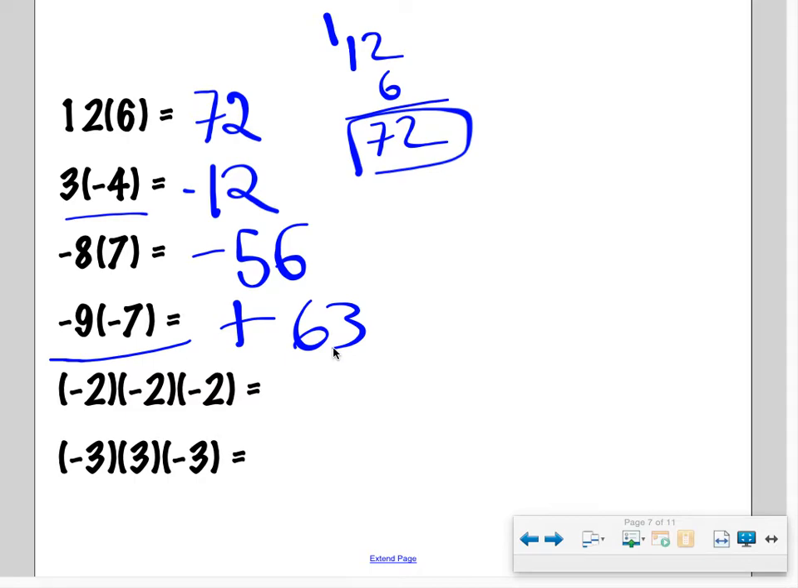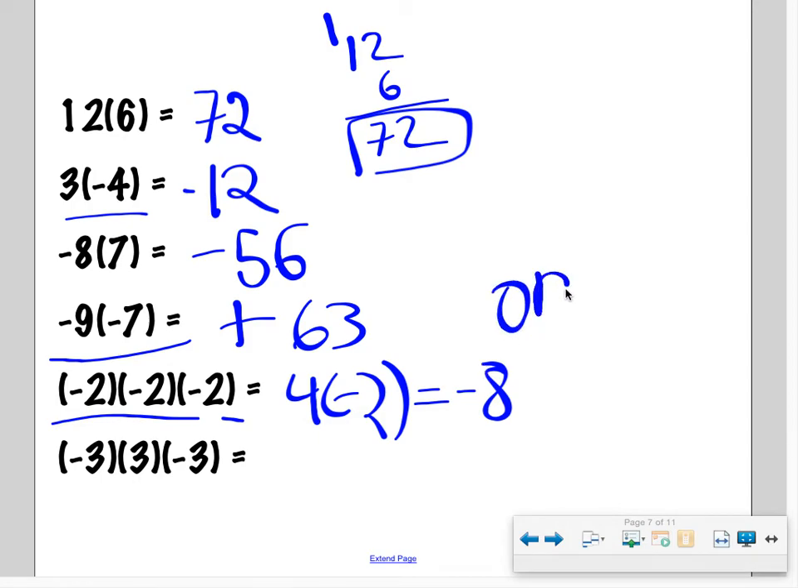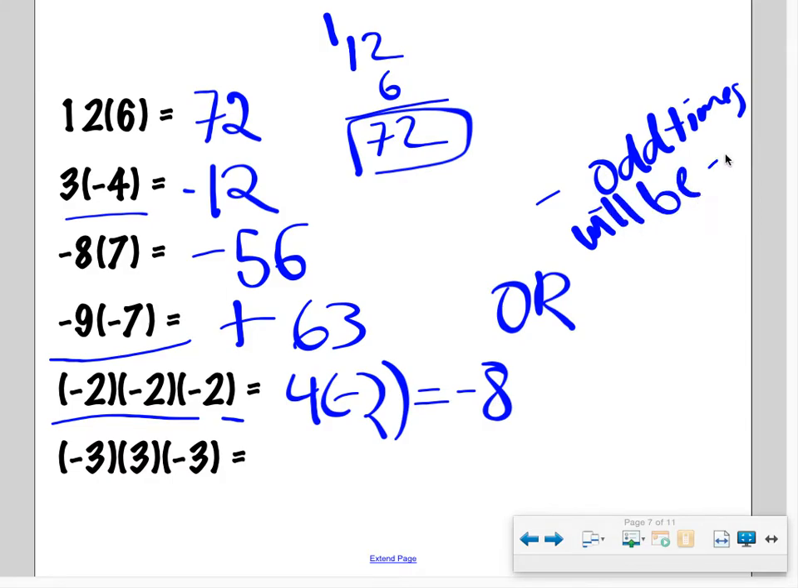All right, this one here. 2 different ways to do this. We can do -2 times -2 is positive 4. And then positive 4 times -2 is -8. Or we know a negative odd times will be negative. So we're multiplying -2 3 times, so there's an odd amount. So 2 times 2 is 4, times 2 is 8. Like we said, odd times it'll be negative.